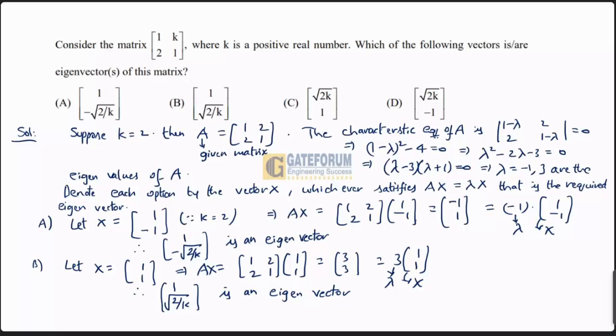So the answer is option A and option B are the eigenvectors of this matrix. This is the end of the question.